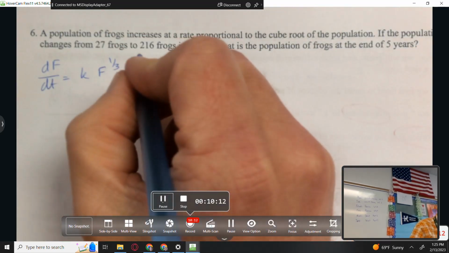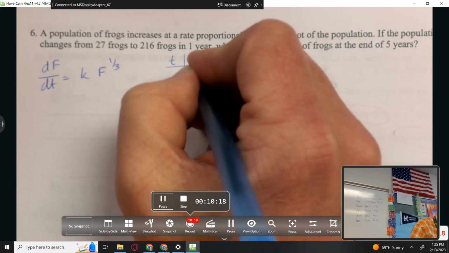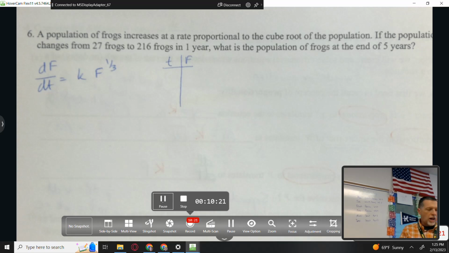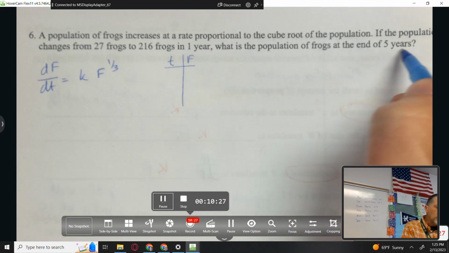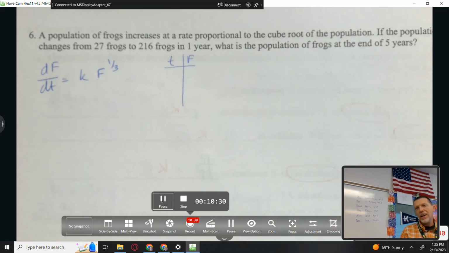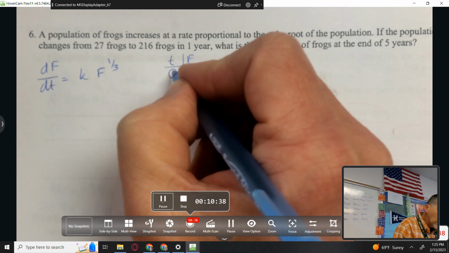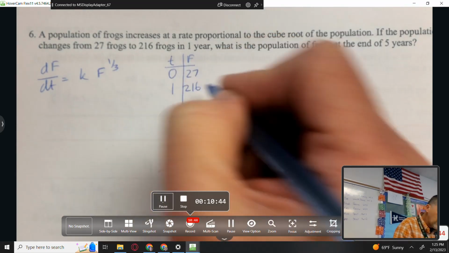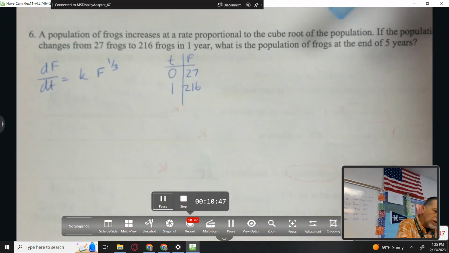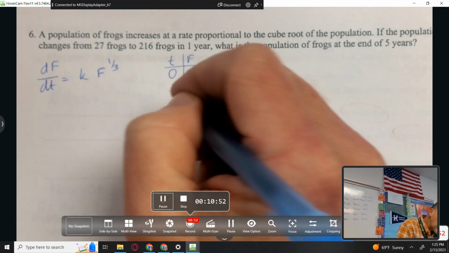So I think this gives us 2 points. You could write that as an ordered pair, but I'm going to write it as a table. I like writing it as a table because it usually uses more information, and this keeps my information organized rather than having ordered pairs all over the place. So in year 0, or at time 0, we had 27 frogs. After 1 year, there were 216 frogs. And we may as well keep going with this table idea. What is the population of the frogs at the end of 5 years?